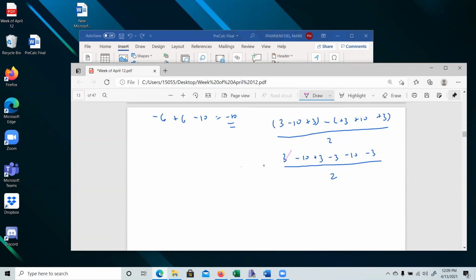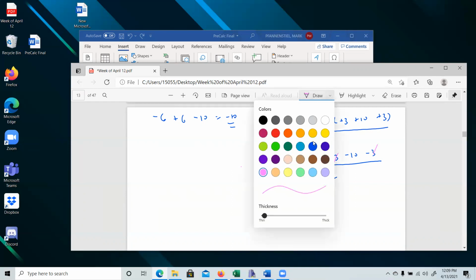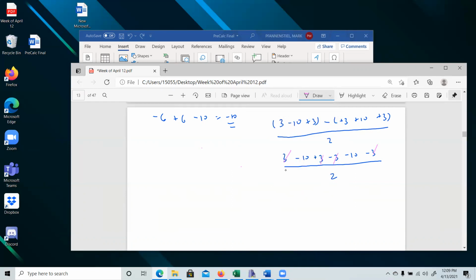Okay, so we have a 3 and a negative 3. We have a 3 and a negative 3. We have negative 10 minus negative 10. So that's going to be minus 20. Oops. Back to blue here. So we have minus 20 all over 2, which is minus 10.